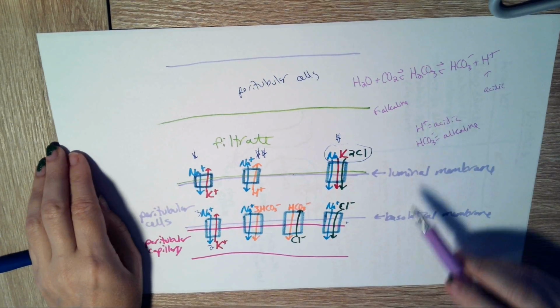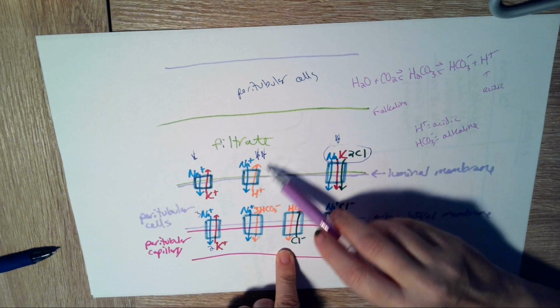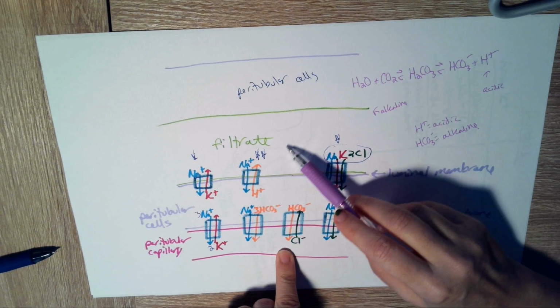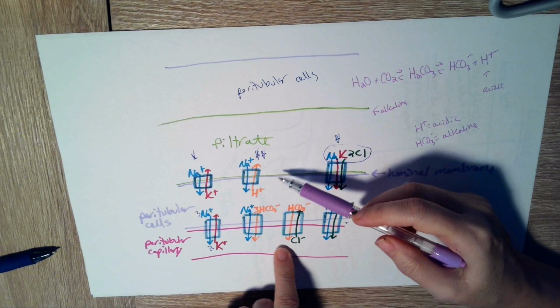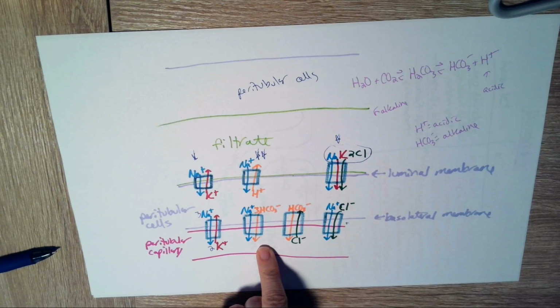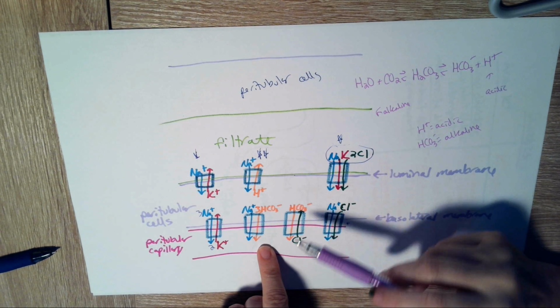So if you are acidic in your blood, you want to get rid of hydrogen. You want to remove the hydrogen from your blood, put it into the filtrate, urinate it away. You also want to reabsorb bicarbonate. Remember renal compensation from months ago. This is the mechanism by which this is going to happen.